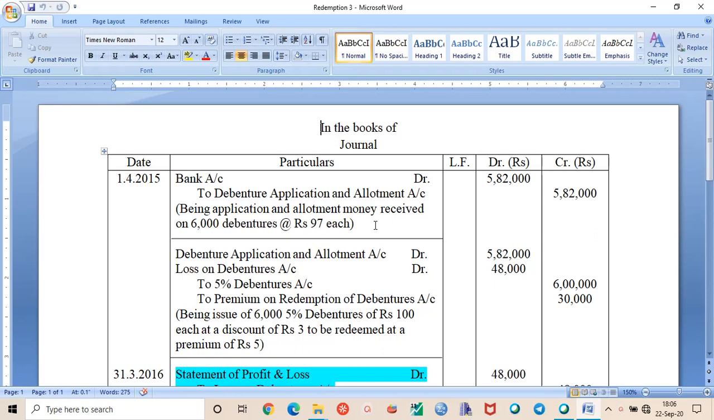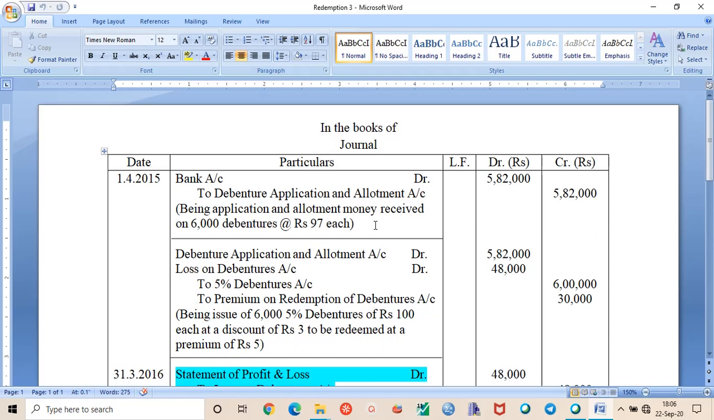Let us first read the question. DDP Limited issued rupees 6 lakh 5% debentures of rupees 100 each at rupees 97. Which means the company is issuing the debentures at a discount of rupees 3, on 1st April 2015. Now redeemable at rupees 105, which means the debentures are to be redeemed at a premium of rupees 5, on 31st March 2018.